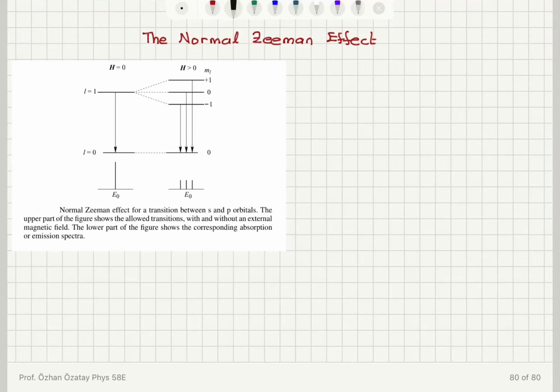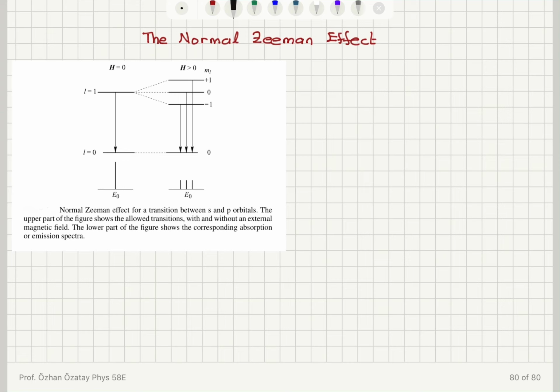Now we will talk about the normal Zeeman effect. The energy levels of electrons within an atom will be affected by the presence of a magnetic field. So this leads to the Zeeman effect, and we have two types of Zeeman effects, normal and anomalous Zeeman effect. So we will see when we have the normal Zeeman effect and when we have the anomalous Zeeman effect.